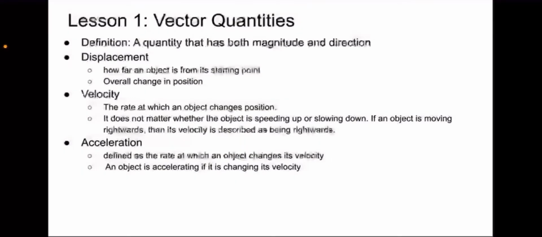Lesson 1. Vector quantities. Definition: a quantity that has both magnitude and direction. Displacement: how far an object is from its starting point, the overall change in position. Velocity: the rate at which an object changes position. It does not matter whether the object is speeding up or slowing down. If an object is moving rightwards, then its velocity is described as being rightwards.